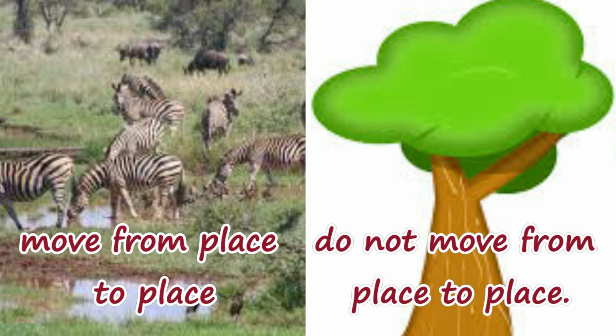Now see the pictures of zebras. They are moving here and there. But the plants do not move from place to place. They stick their roots under the ground. This is the reason why the plant does not move. This is the big difference between a plant and the animals.